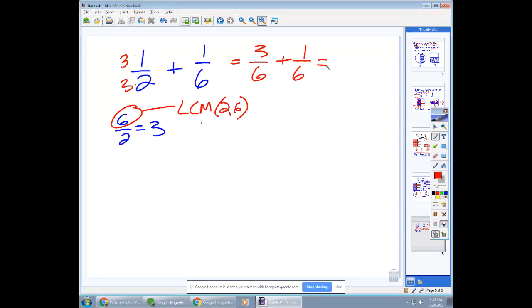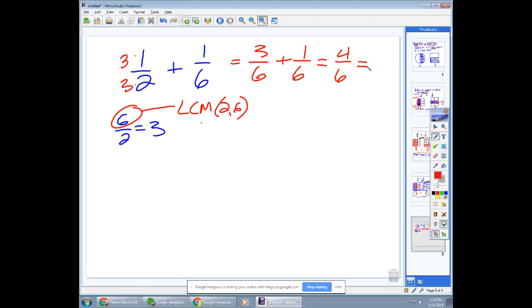Okay, so now that is the smallest denominator I can get away with, true? I can't go smaller than 6, because does 1/6 reduce? No, it doesn't reduce. 6 is the smallest denominator possible here. All right, 3/6 plus 1/6 is? 4/6.